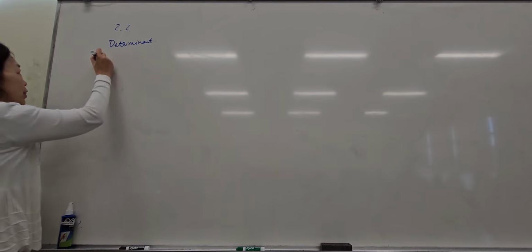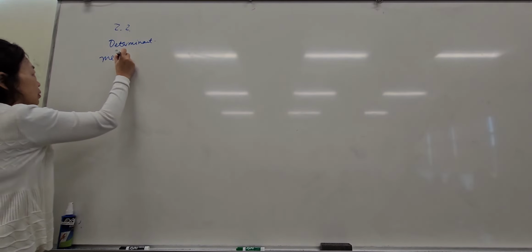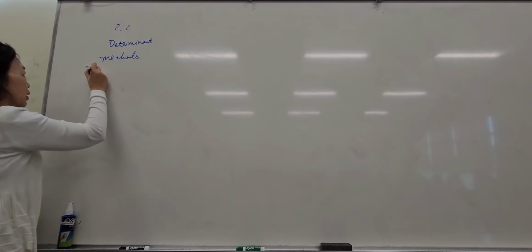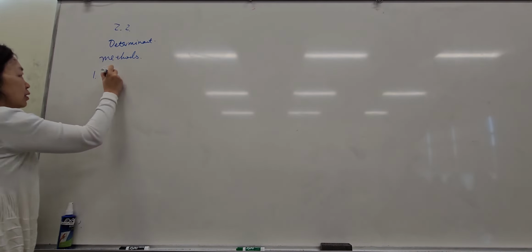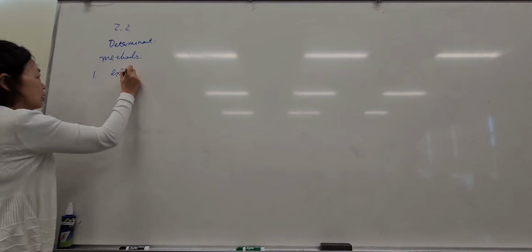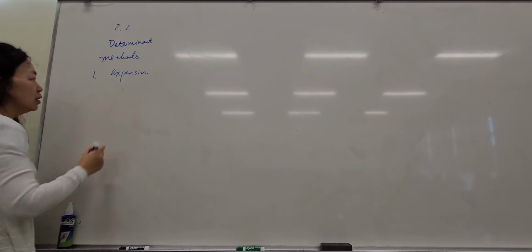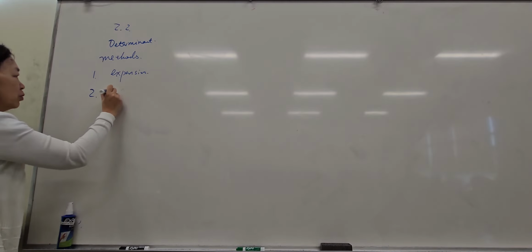We first use the first method. Okay, the first method is expansion. That's the first method, okay? And the second method, we use the row operation.